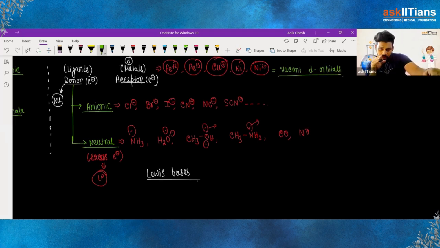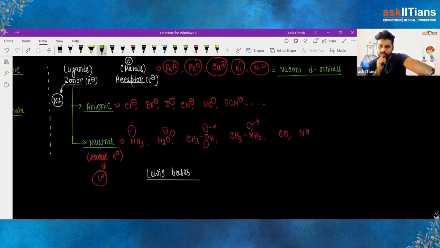When we go into the bonding part, you'll be able to see this even more: what the vacant d orbital is and how it works. But right now, the point is, as they have vacant d orbitals, they are all very good electron acceptors. So this is the story so far.